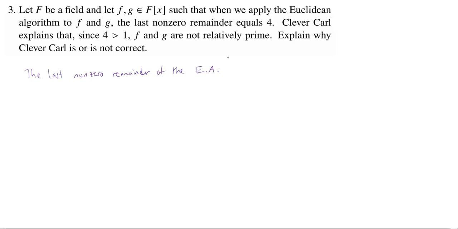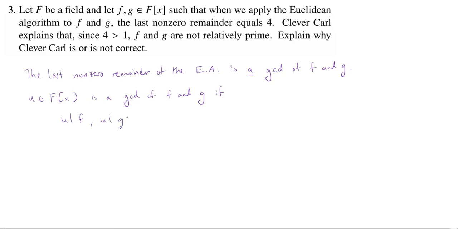So the last non-zero remainder of the Euclidean algorithm is a GCD of f and g. This is very important. So let's go back to the definition quickly. What does it mean to be a GCD of f and g? If you had some u, which is going to be a polynomial, this is a GCD of f and g if, first, u divides f and u divides g. It should be a common divisor.